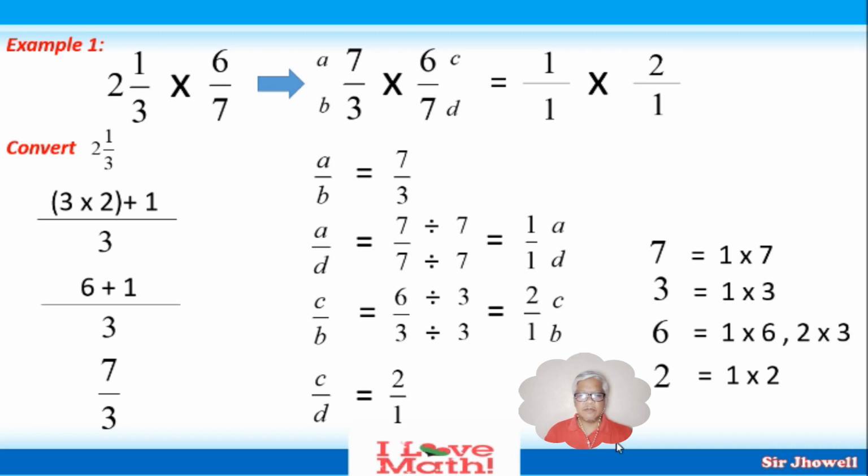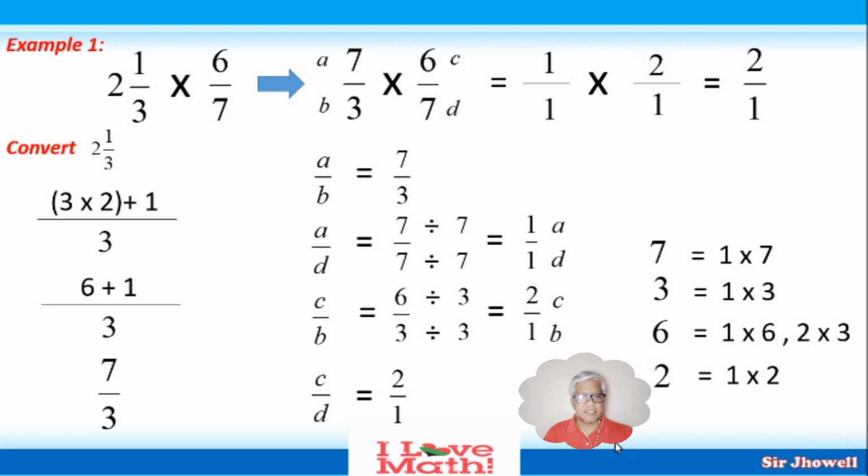C over B, 2 over 1. Since over 1, wala nang pwedeng i-cancel. And 2 over 1, wala na rin pwedeng i-cancel. So, that's the time for us to multiply the numerators and the denominators, para na sa gayon, makuha na natin ang tamang kasagutan. Now, what is 1 times 2? The answer is 2. What is 1 times 1? The answer is 1. So, our answer is 2 over 1.